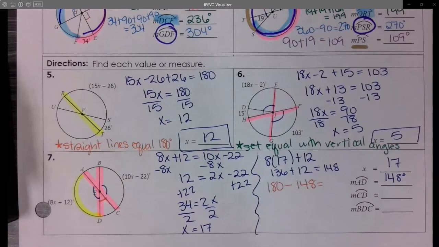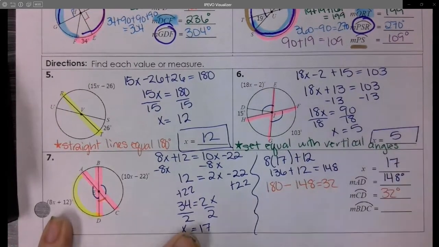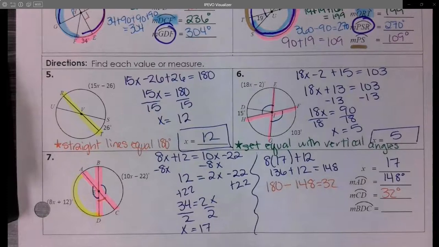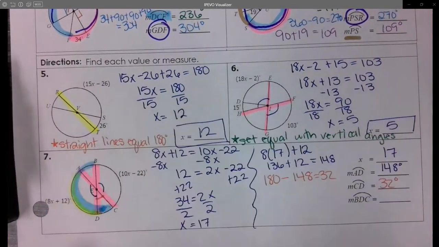Which gets me, what? 32. And then finally I want to find BDC, which is this whole part. So how can I find that?